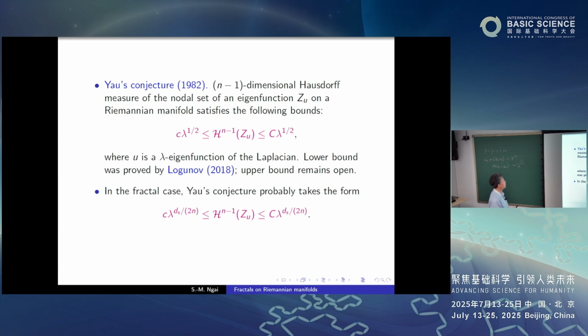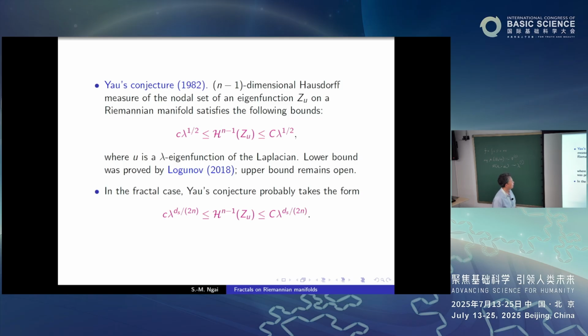So Yau's conjecture is that on a compact Riemannian manifold, the nodal set, or the zero set, of the eigenfunctions satisfies these bounds. This is the (n minus one)-dimensional Hausdorff measure of the nodal set, the zero set of the eigenfunction u, and this is the corresponding eigenvalue lambda. So that's the conjecture. The lower bound was proved by Logunov. The upper bound is still open.